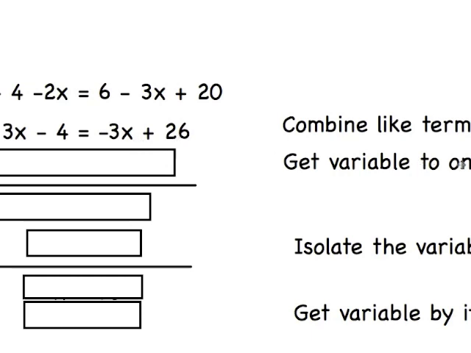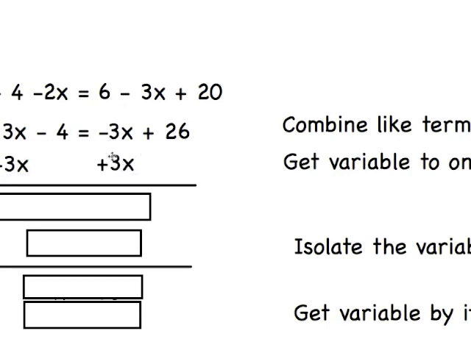Now we have to get the variable to one side. We have 3x and a negative 3x. Well, we have to get the negative 3x to the other side. Since it's negative, we have to add 3x to both sides in order to get rid of that negative 3x. So when we add 3x to both sides, we get 6x minus 4 is equal to 26.